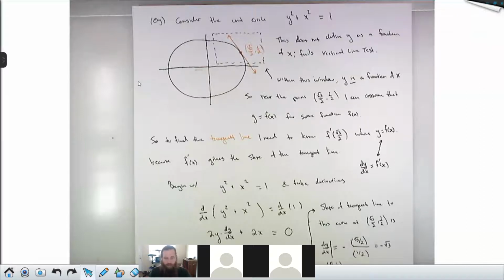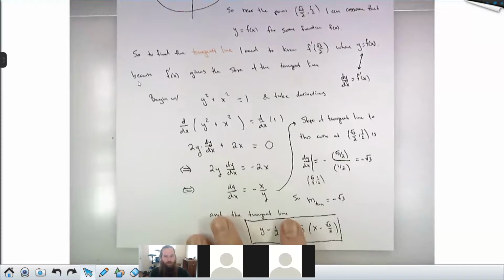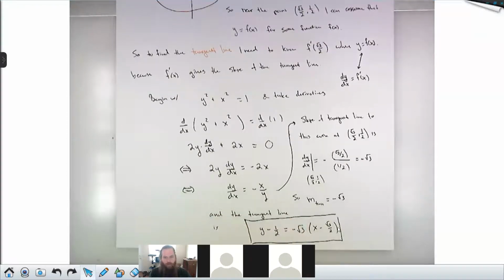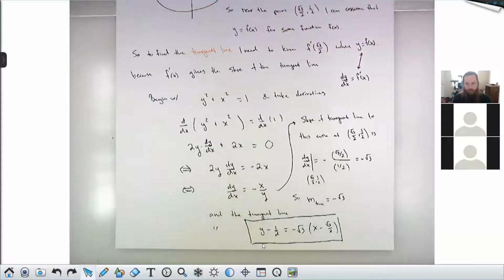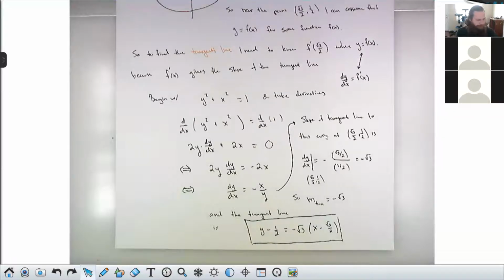Another way we can use this, so questions on how we came up with this tangent line? Any questions on the procedure that led us to this tangent line? Okay.